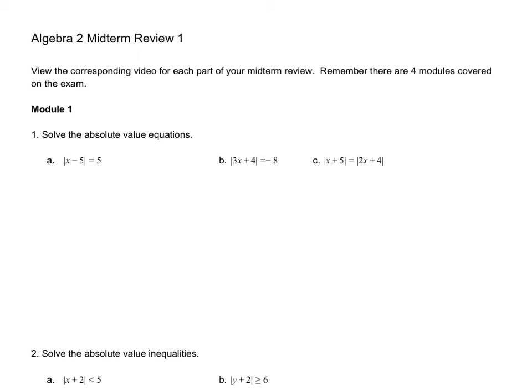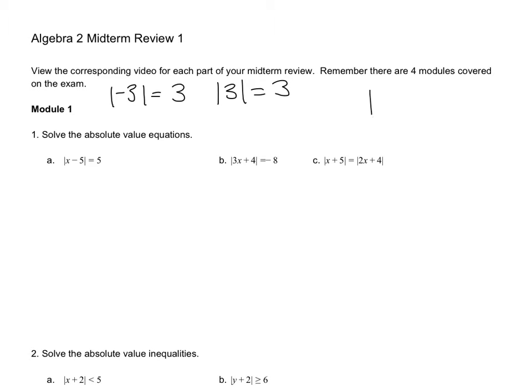So module 1, if you recall, dealt with absolute value. Remember, absolute value is the distance from 0. It typically makes numbers positive if they're negative. If they're already positive, they stay positive. So in Module 1, the first thing we did is we solved absolute value equations.